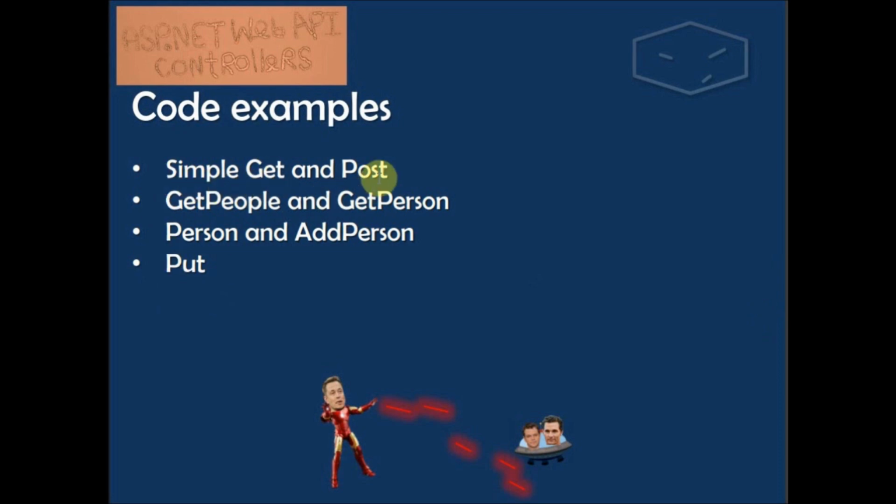We have a get, a simple post, a get people, get person, person, add person. For delete and patch, it will be almost the same thing that I did with those action methods. Okay, so let's go forward.